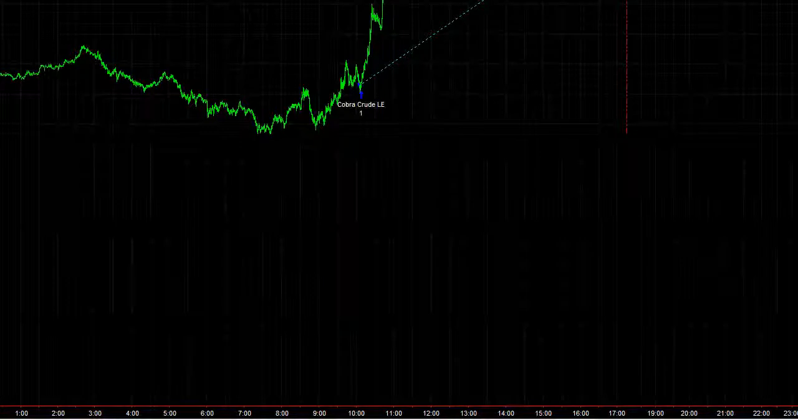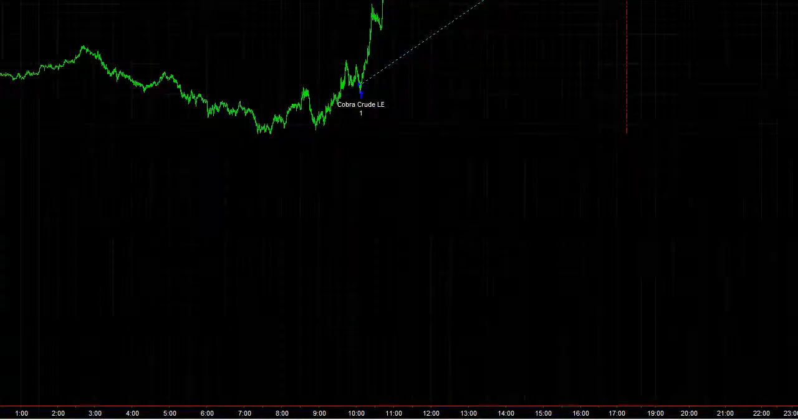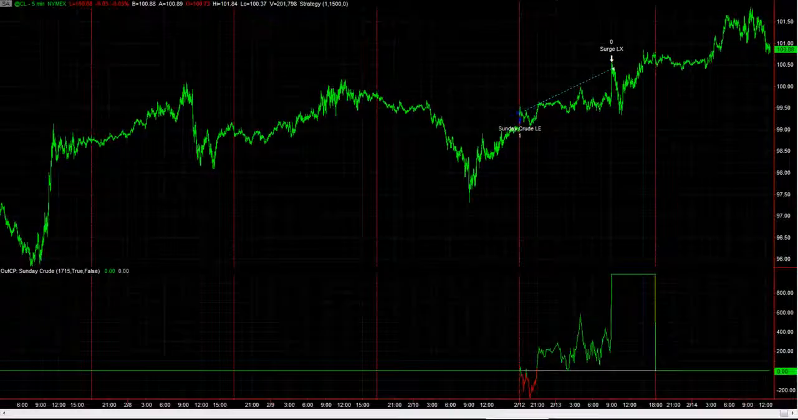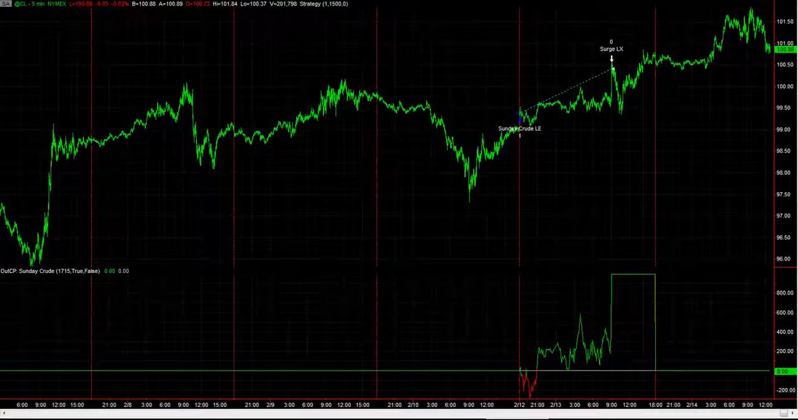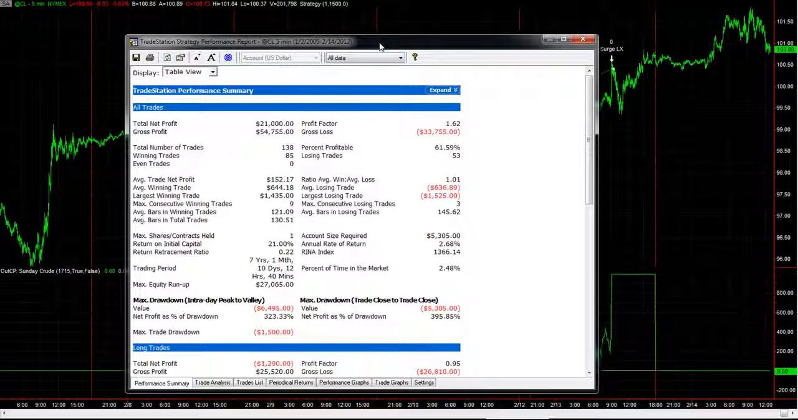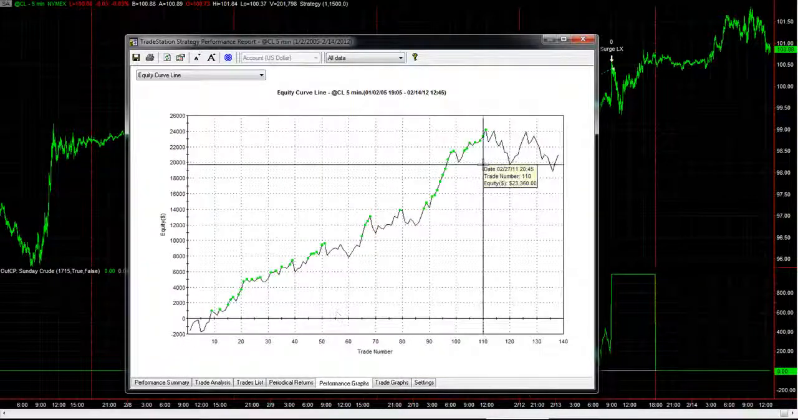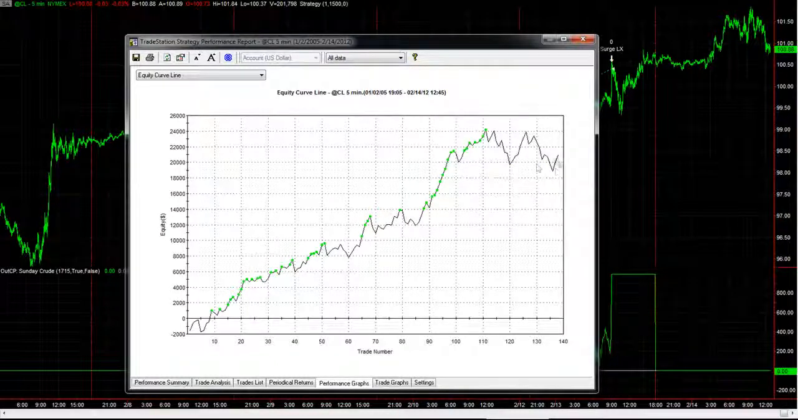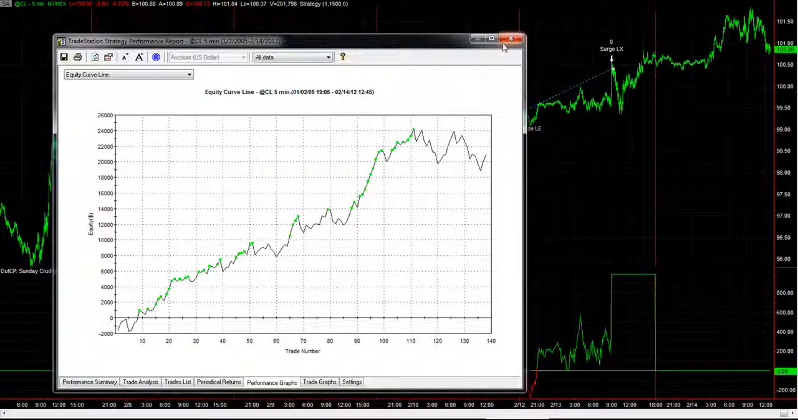And we're going to take a look at Sunday crude oil. It's a strategy we haven't talked about in a while. It trades on Sunday night with the trend. It's been a bit choppy, but here are the results since 2005. Made its peak in March of 2011, and it's kind of gone sideways, but it's pointing upward.